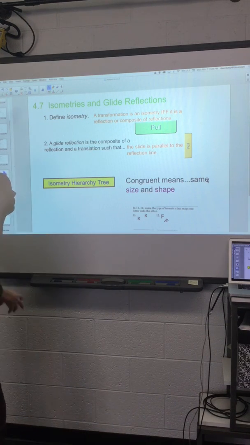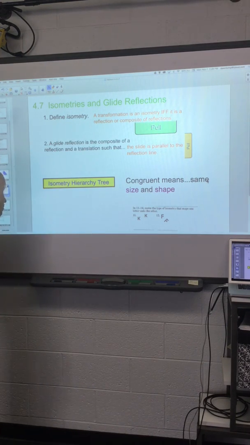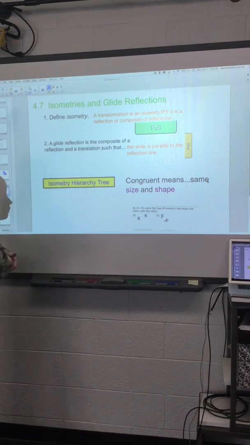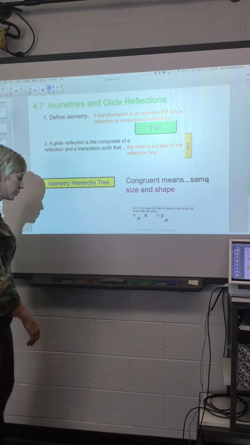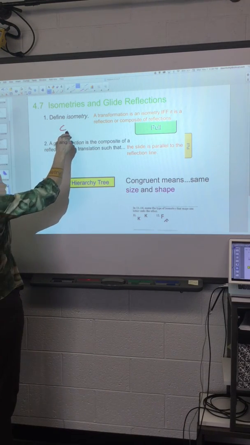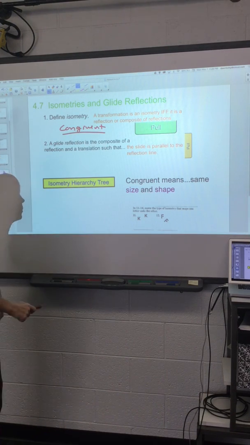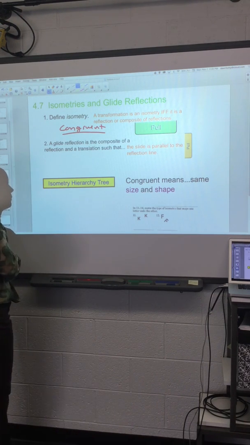So isometries and glide reflections. The definition of an isometry: iso is just a fancy prefix, we've seen it before, like in isosceles, so things that are equal or things that stay the same. A transformation, any of our things that move points around, is an isometry if and only if it is a reflection or composite of reflections. So basically, if it keeps things congruent, it's an isometry. Sometimes these are called congruence transformations.